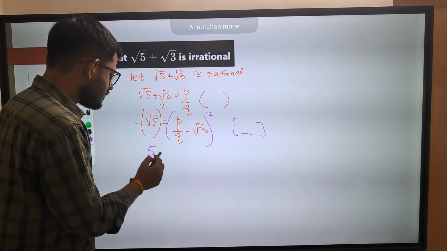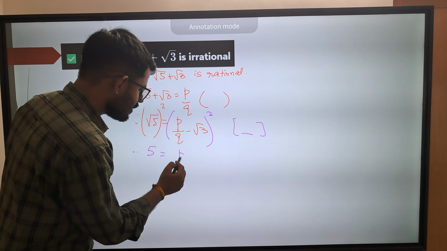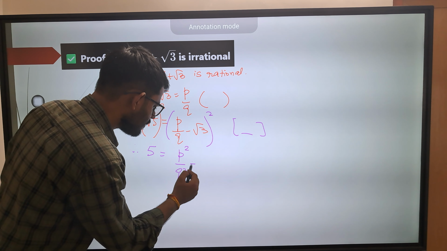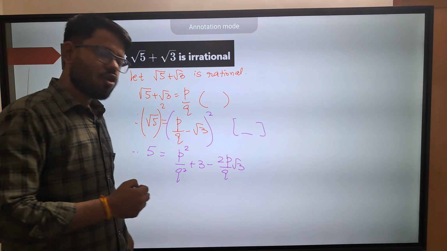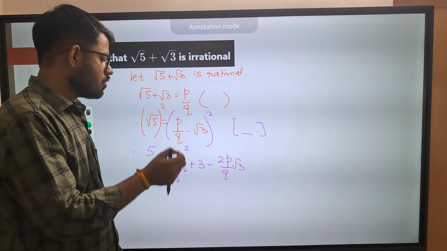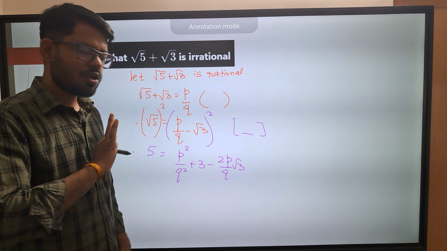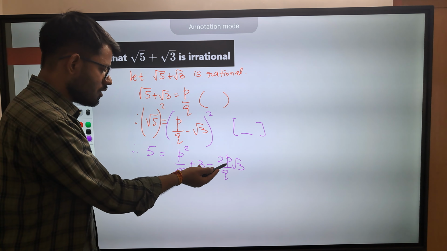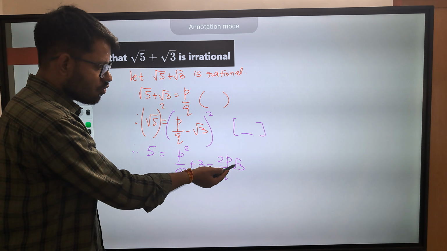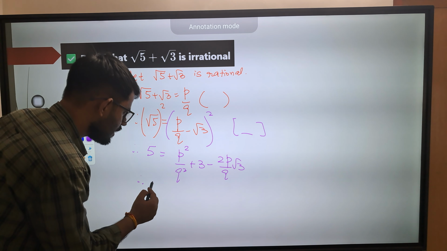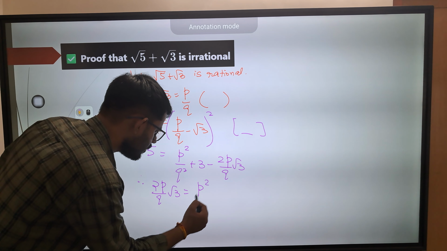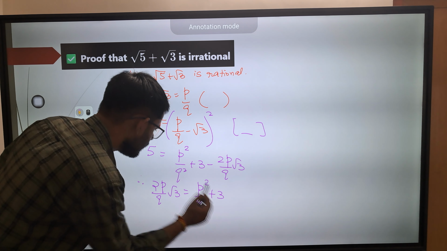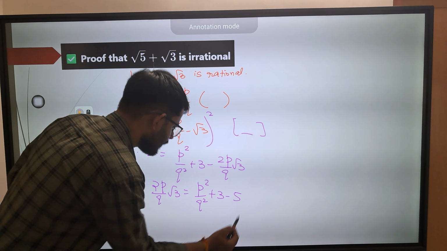Root 5 square is 5. This is a minus b whole square, that is a square plus b square minus 2ab. Now what you need to do? Put root term in one side and remaining all terms in the other side. I am keeping 2p by q root 3 in the LHS so that it will become positive. 2p by q root 3 is equal to p square by q square plus 3. 5 will come in the RHS, so it will become minus.